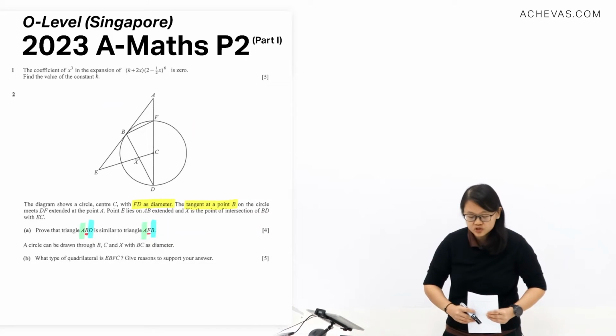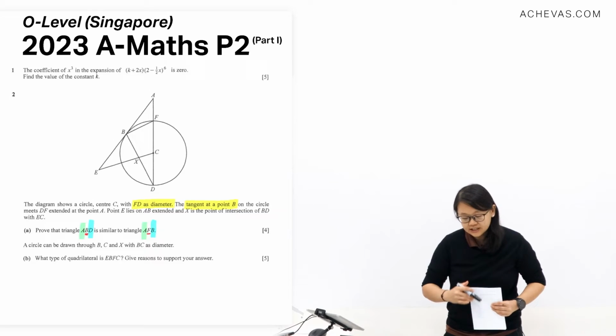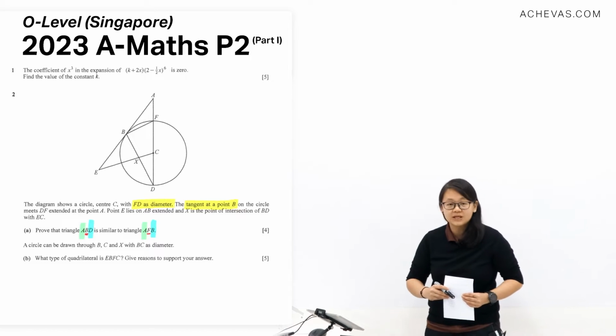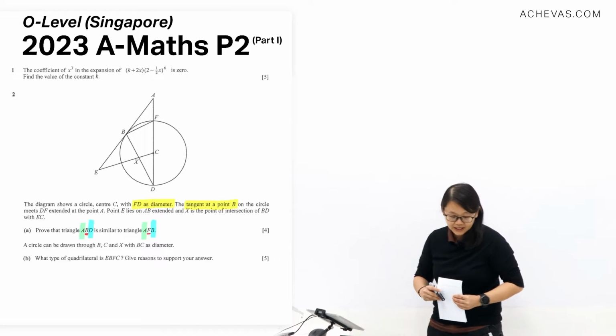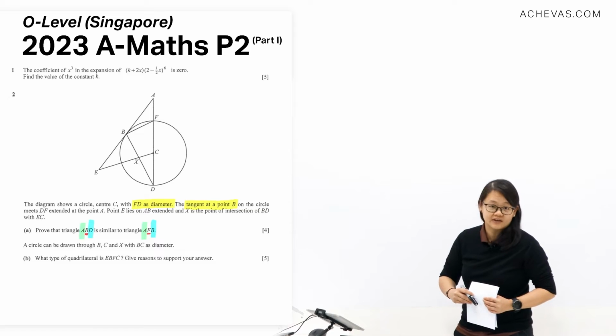Question 2, the diagram shows a circle, center C with FD as diameter. The tangent at the point B on the circle meets DF extended at the point A. Point E lies on AB extended, and X is the point of intersection of BD with EC. Part A, prove that triangle ABD is similar to triangle AFB.